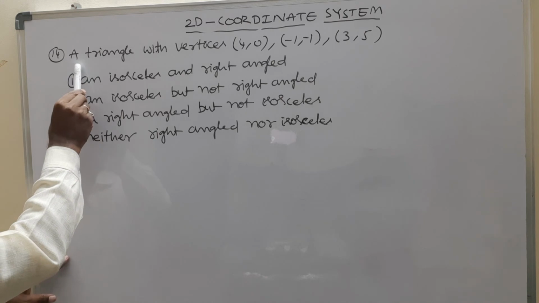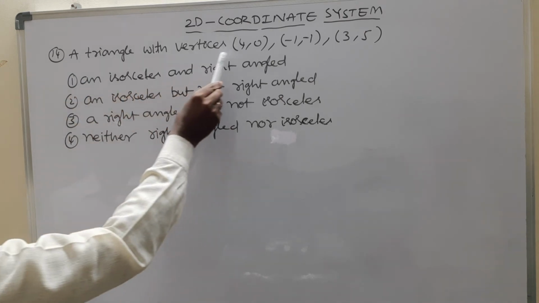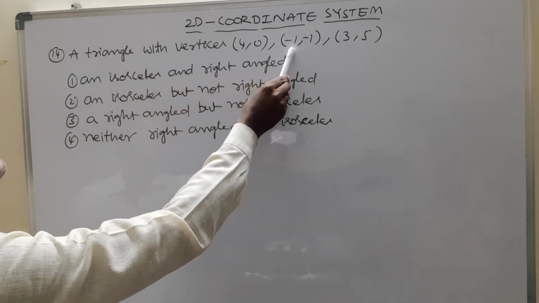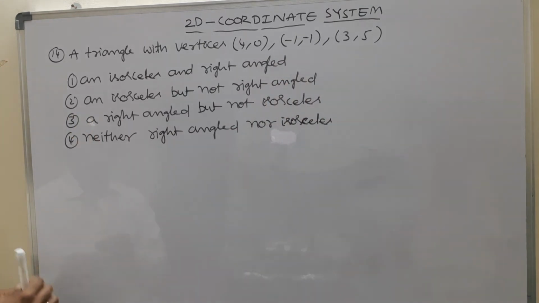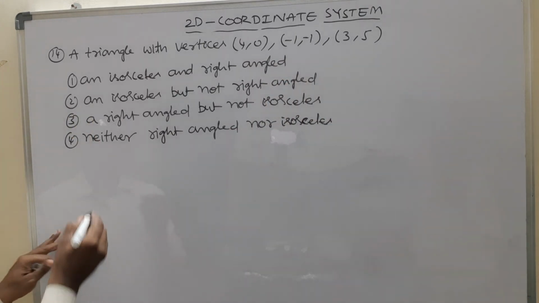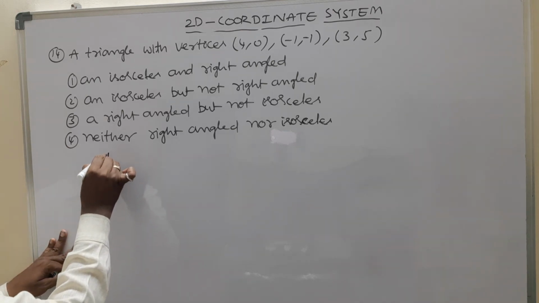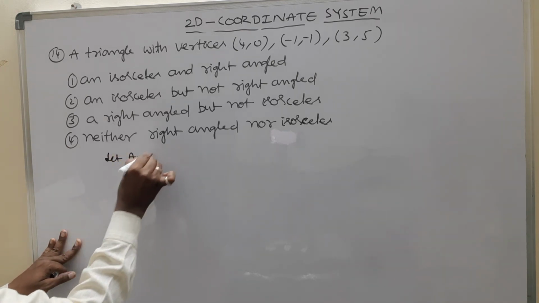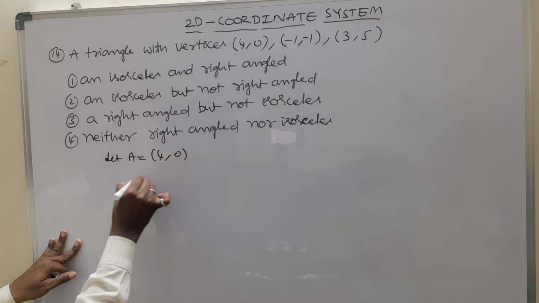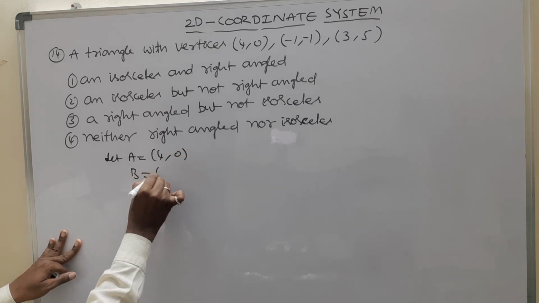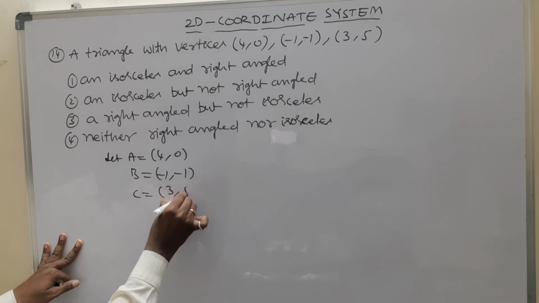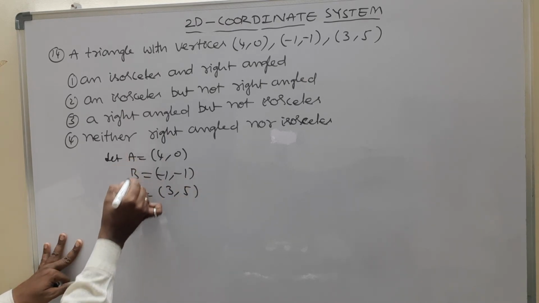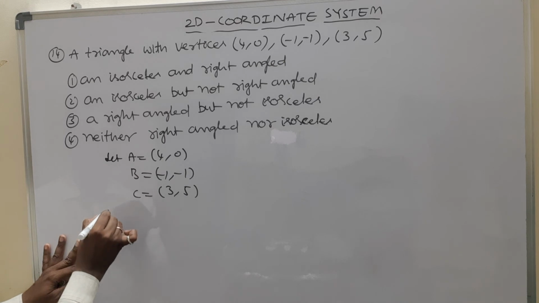Question number 14. A triangle with vertices 4 comma 0, minus 1 comma minus 1, 3 comma 5. Here the four options are given. Let A equal to 4 comma 0, B equal to minus 1 comma minus 1, C equal to 3 comma 5. Here to find AB distance, BC distance and AC distance.